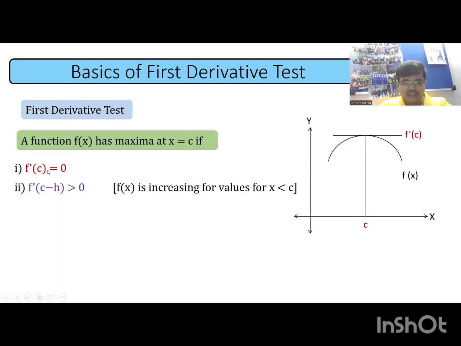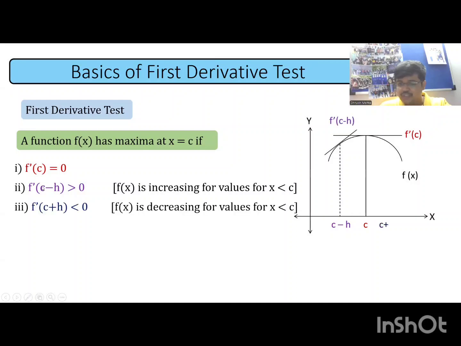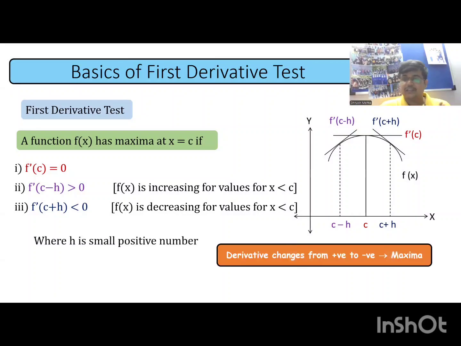So we'll conclude that at this point c minus h, f dash of c minus h will be greater than 0. And for other points c plus h, that is to the right of c, it has to be lesser than 0 because it is a decreasing function. So remember, students, if it is increasing first and then decreasing, that is if the derivative is positive first and then negative, then we can say it is maximum at that particular point. So when derivative changes from positive to negative, it is maximum. I hope you understood this.